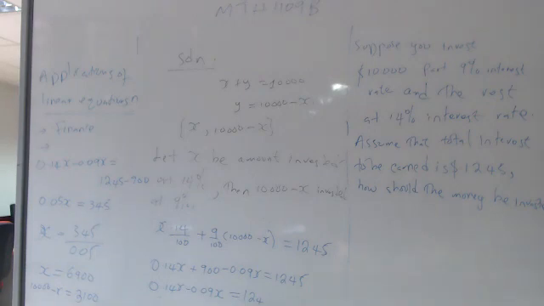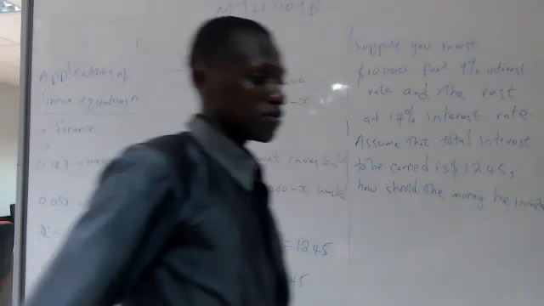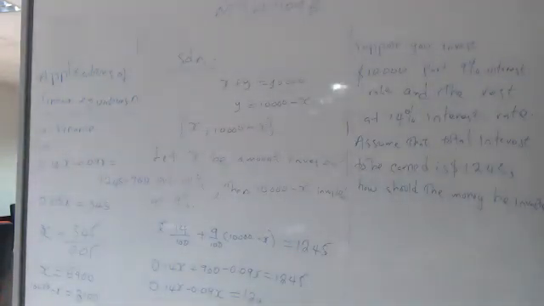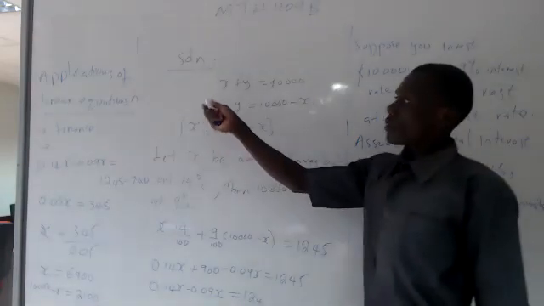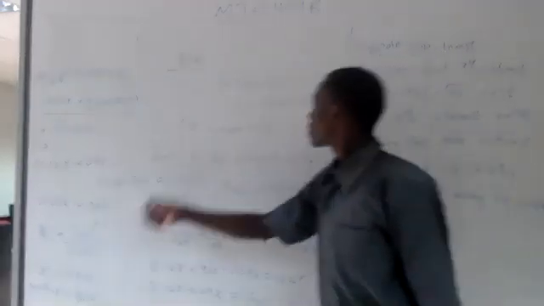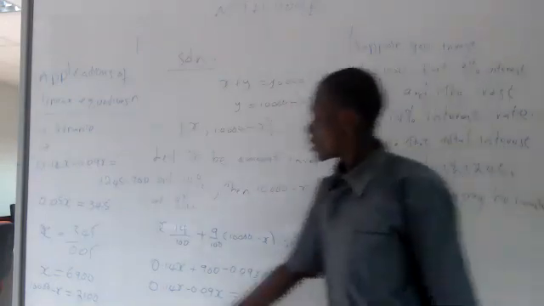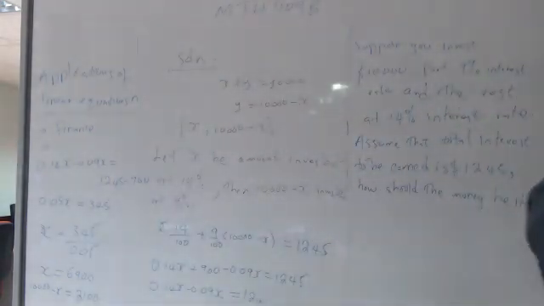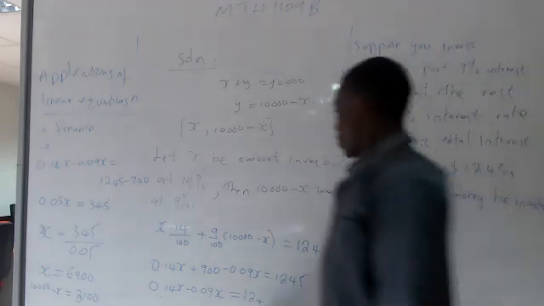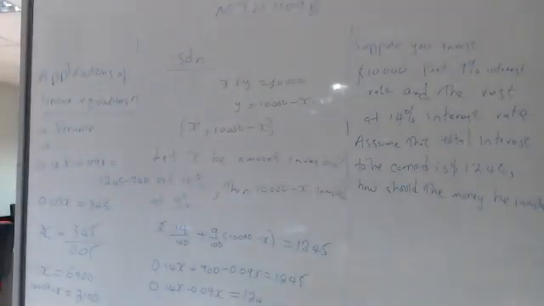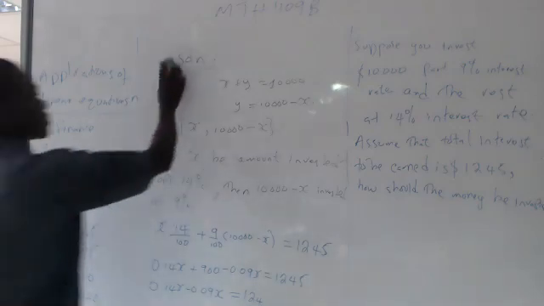Questions before we look at another application? So if you decided to use two variables, then x will be 6,900, y will be 3,100, so that x plus y is 10,000. No questions. Okay.